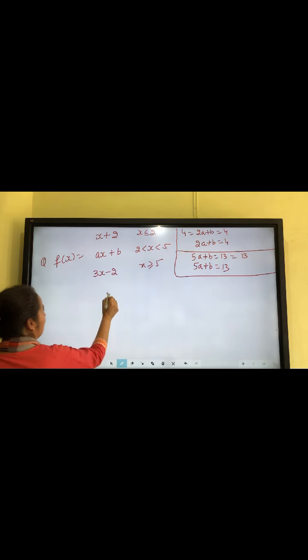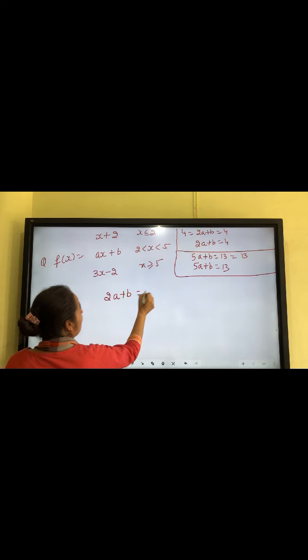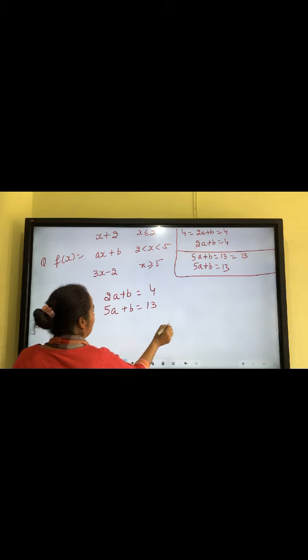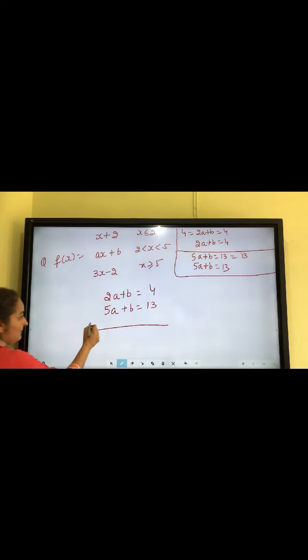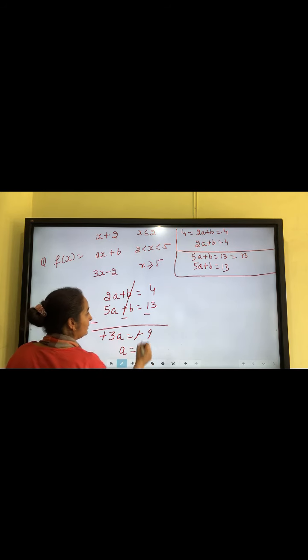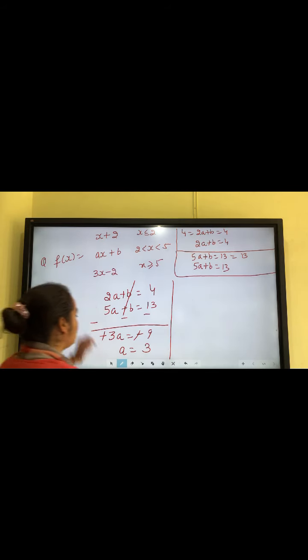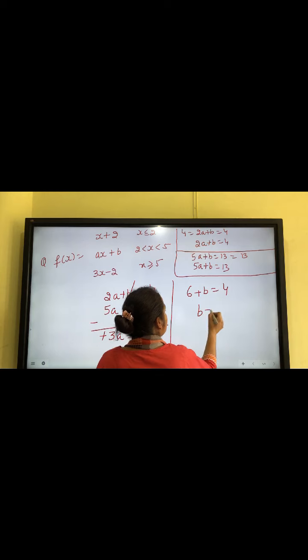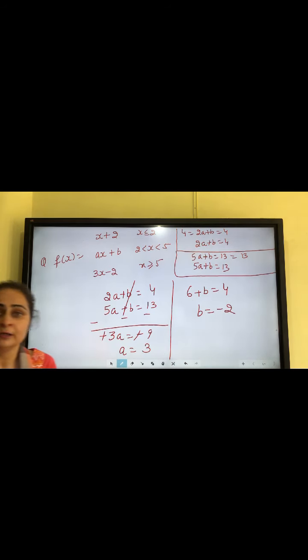The first condition is 2a plus b is equal to 4 and the second is 5a plus b is equal to 13. Now calculate it by changing the sign. Minus 3a is equal to minus 9, which means a is equal to 3. Then next, 2a, that is 6 plus b is equal to 4, and b is equal to minus 2. These are the values for the constants. Now with this question, that is the end of the topic continuity.